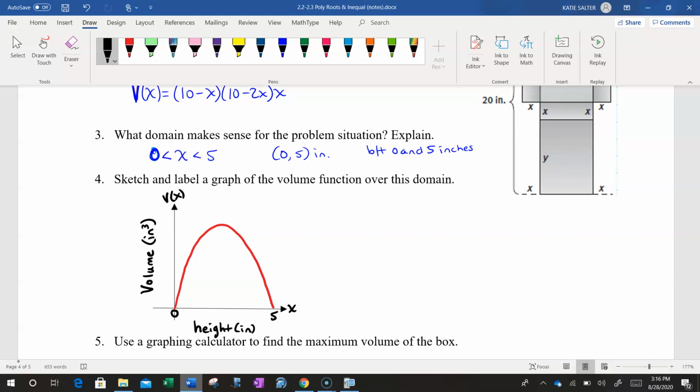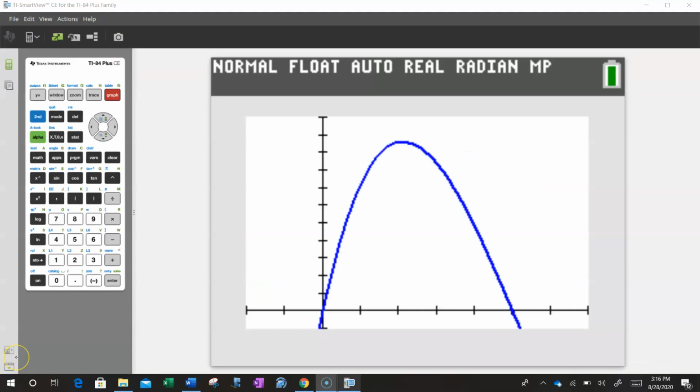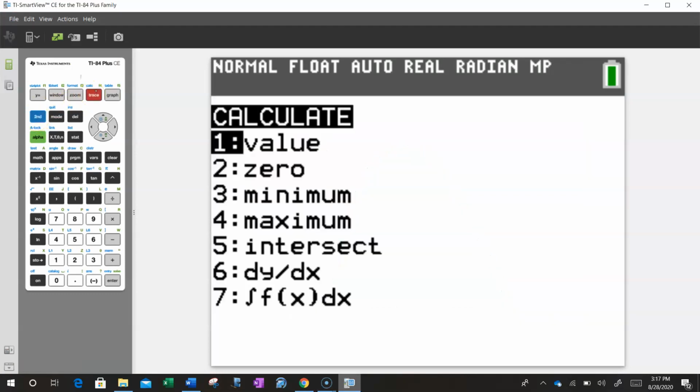So the next question says, use the graphing calculator to find the maximum volume of the box. So go ahead and pause the video and try that. So recall, all we have to do is hit second, trace, which is our calculate. We're going to go to maximum.